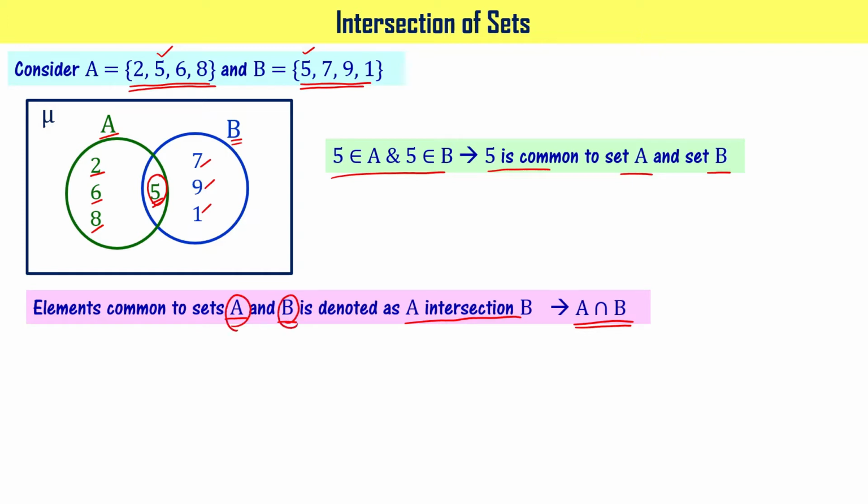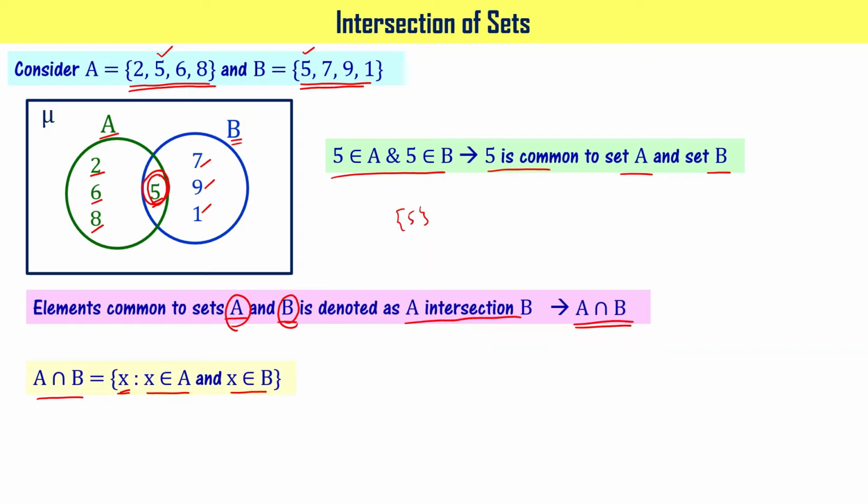Please note this. This can be written in the set builder form as shown here. A intersection B is a set of elements x such that x belongs to A and x belongs to B. It means A intersection B is the set containing elements which are common to both the sets A and B. In this particular case, A intersection B is the set containing element 5.